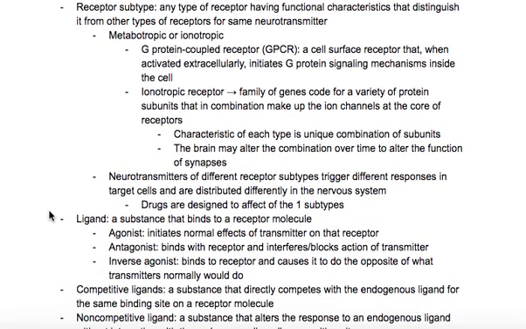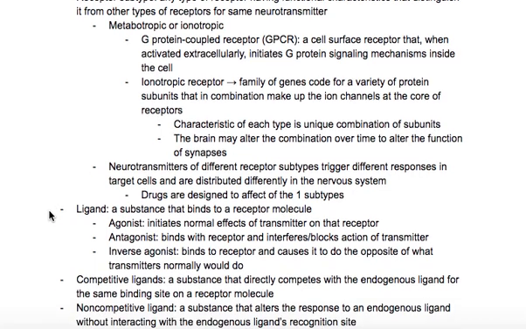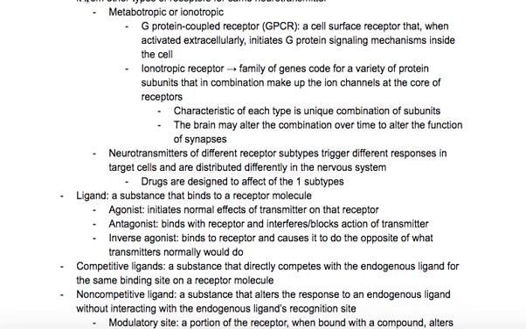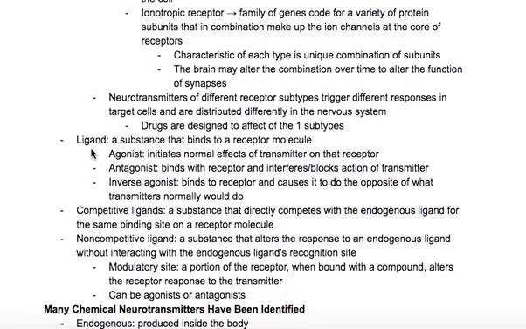Neurotransmitters of different receptor subtypes trigger different responses in target cells and are distributed differently in the nervous system. So therefore, we can design drugs that affect only one of the subtypes, thus having a specific effect on the nervous system. In association to what goes into a receptor, that is a ligand, which is a substance that binds to a receptor molecule. Most ligands are endogenous, they're created by the body, but exogenous factors can either have an agonistic effect on the receptors, antagonistic effect, or an inverse agonist.